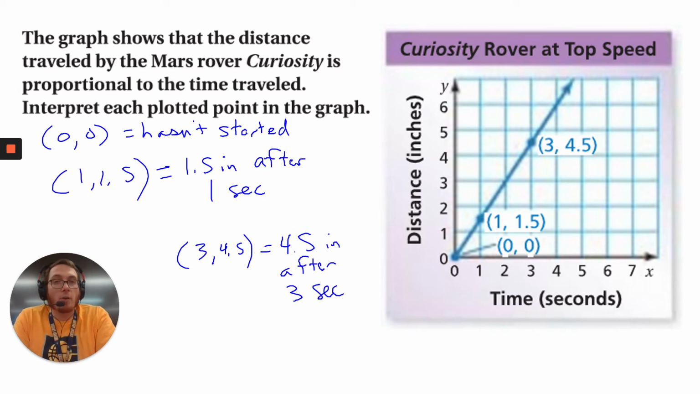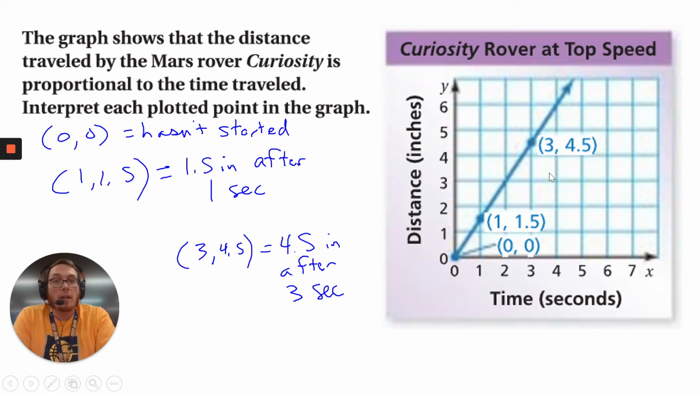This next graph, notice it goes through the point 0, 0, so it definitely is proportional. It says that the time traveled is proportional to the distance traveled. So if you just use the ordered pairs and interpret what they're saying, the first point is 0, 0. It means the graph hasn't started. It means this rover, this is a rover on Mars, hasn't gone anywhere.